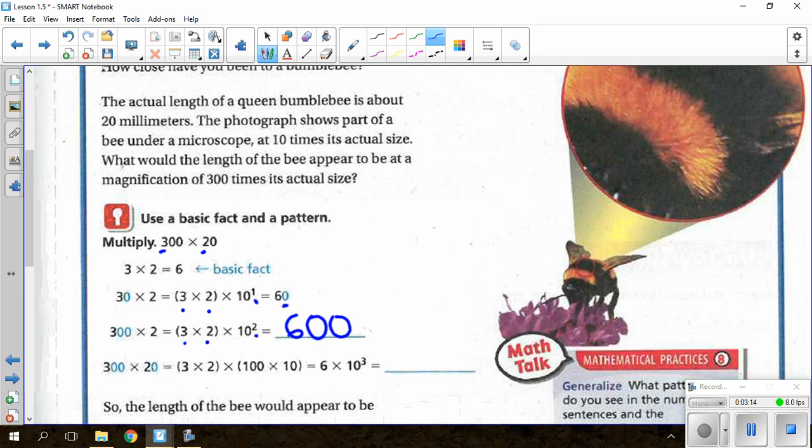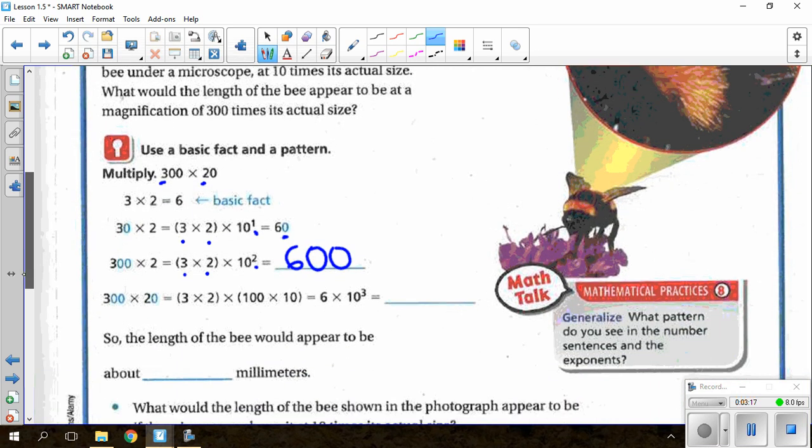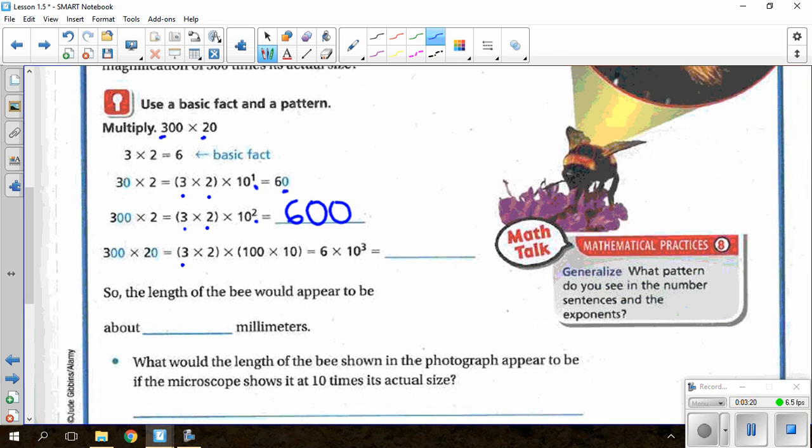Now to finish it up, we have 300 times 20. Again, we are looking at the basic fact of 3 times 2, which does give us this 6. And we can write the 6 in our answer, times 100 times 10. So I know that essentially there needs to be 3 zeros. So that's why we have 10 to the third power. So my answer must have 3 zeros after the basic fact. So the length of the bee would appear to be about 6,000 millimeters.